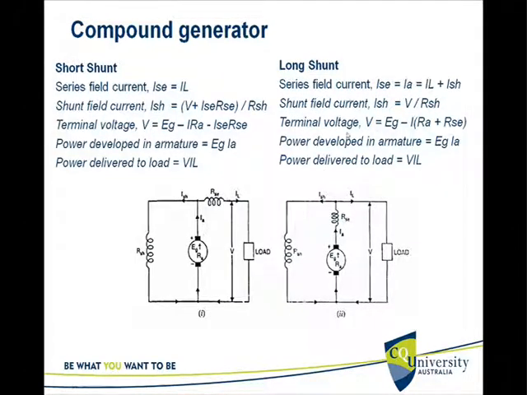Terminal voltage is equal to generated voltage Eg minus the resistive drop across the armature winding, minus the resistive drop across the series field winding. And the power developed in the armature is the same as before, and the terminal power delivered to the load is the same as before.